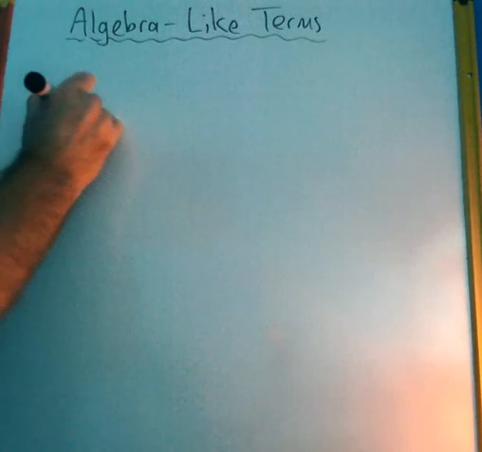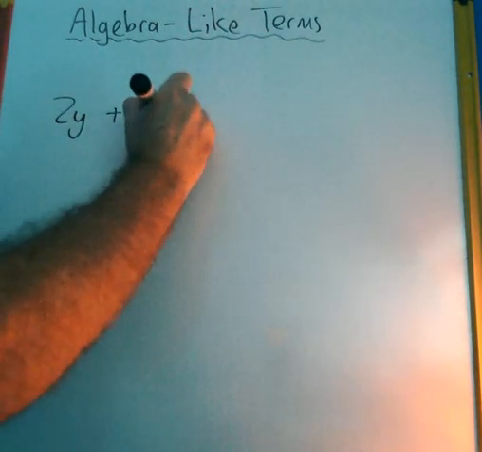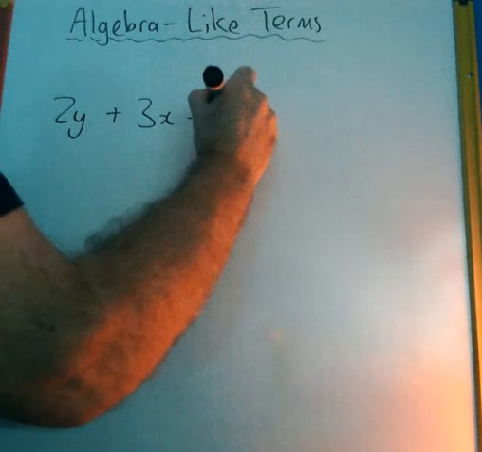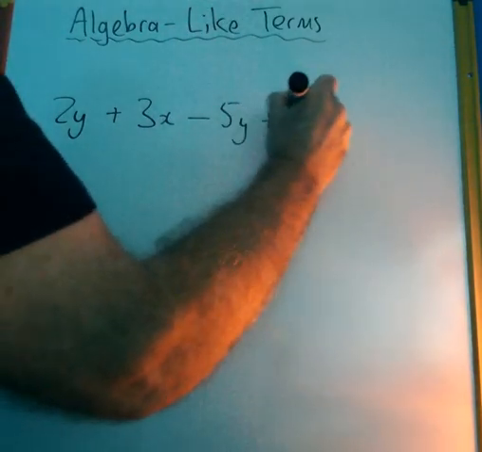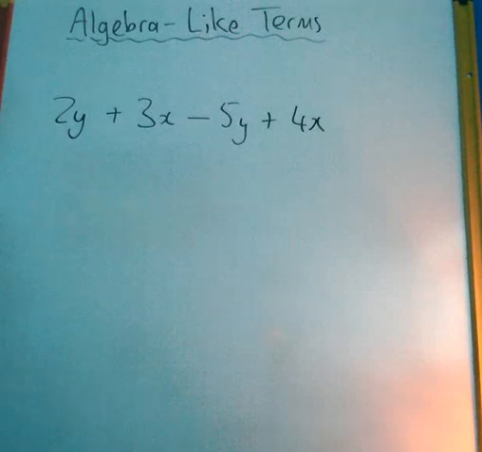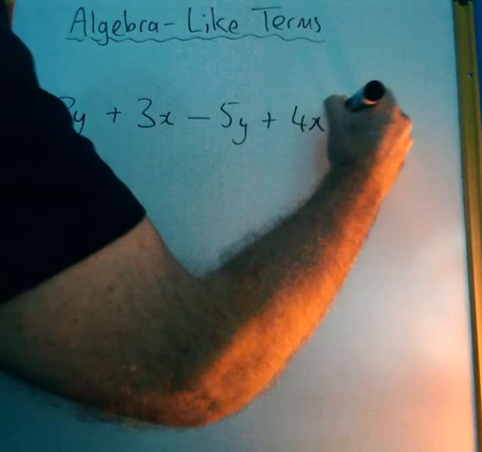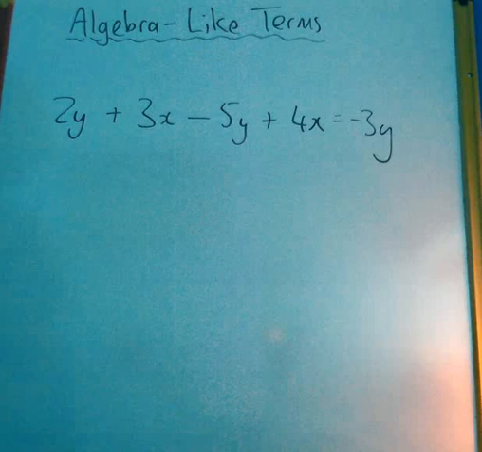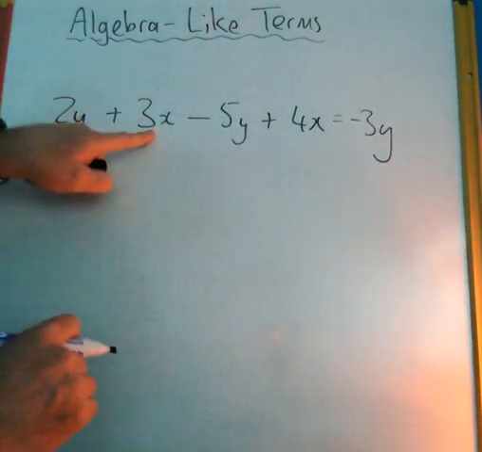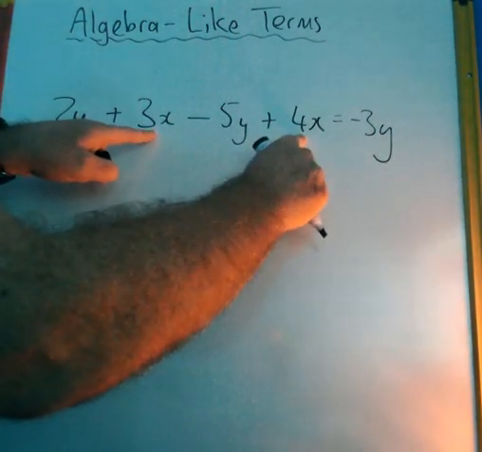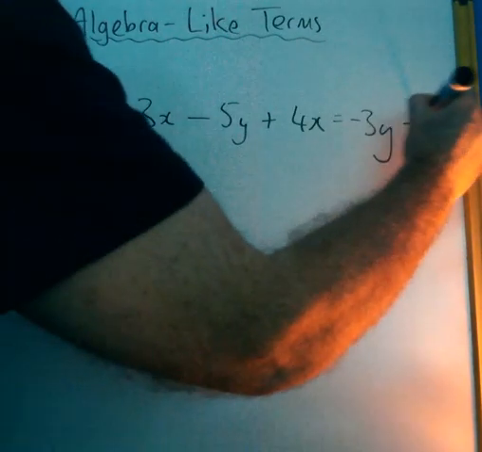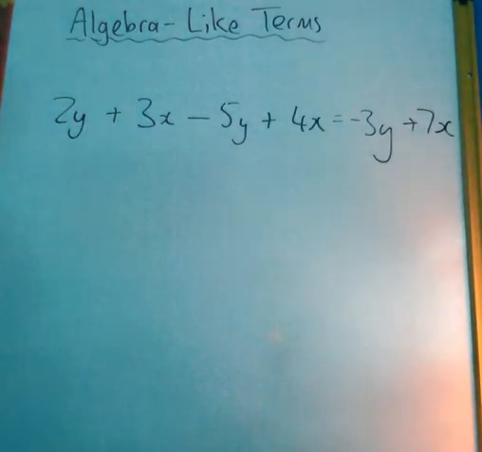So if I was to ask you to simplify this here, I would look for the things that are the same. So we have 2y, take away 5y is minus 3y. And 3x, add 4x is 7x. These are different, I can't add them together.